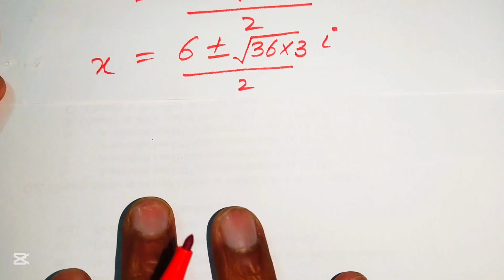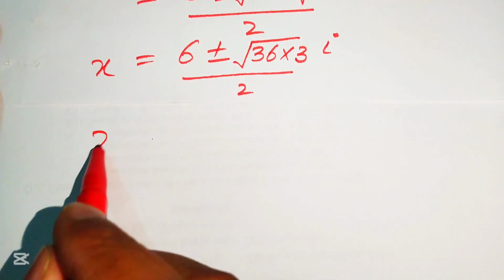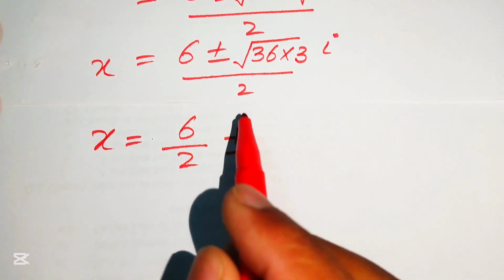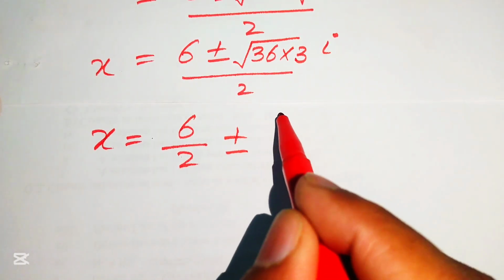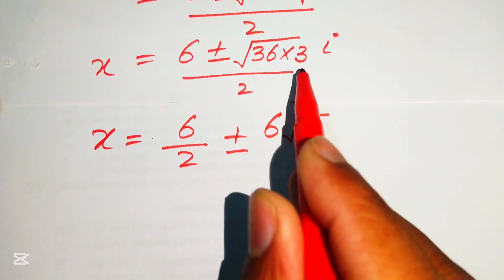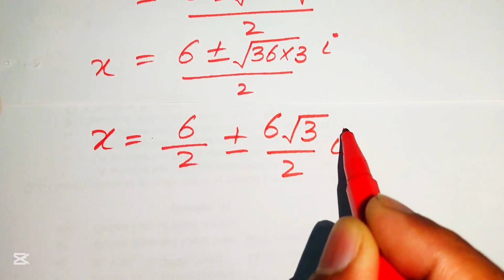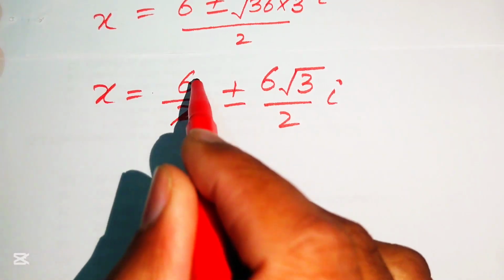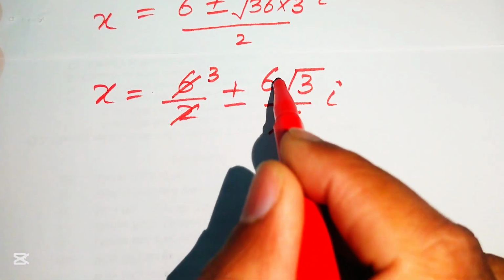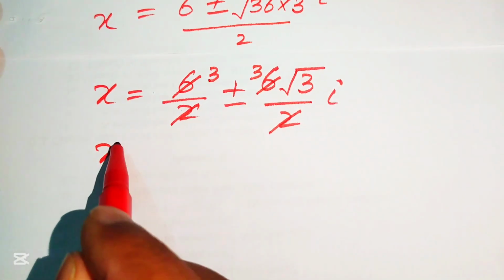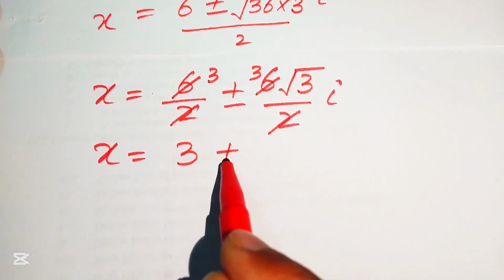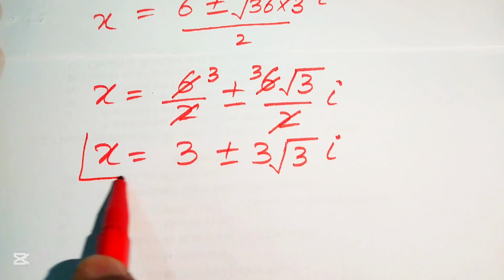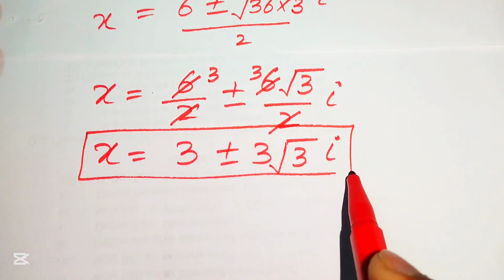And now in the next step we need more simplifications. Here we first break this fraction, and we write it as 6 over 2 plus minus. Here we know that square root of 36 equals 6, so 6 into square root of 3 into iota, divided by 2. Okay, so here we need more simplification, and you see that 2 times 3 becomes 6, this is also 2 times 3 becomes 6, and we get x equals 3 plus minus 3 times square root of 3 into iota. This is the value of x.